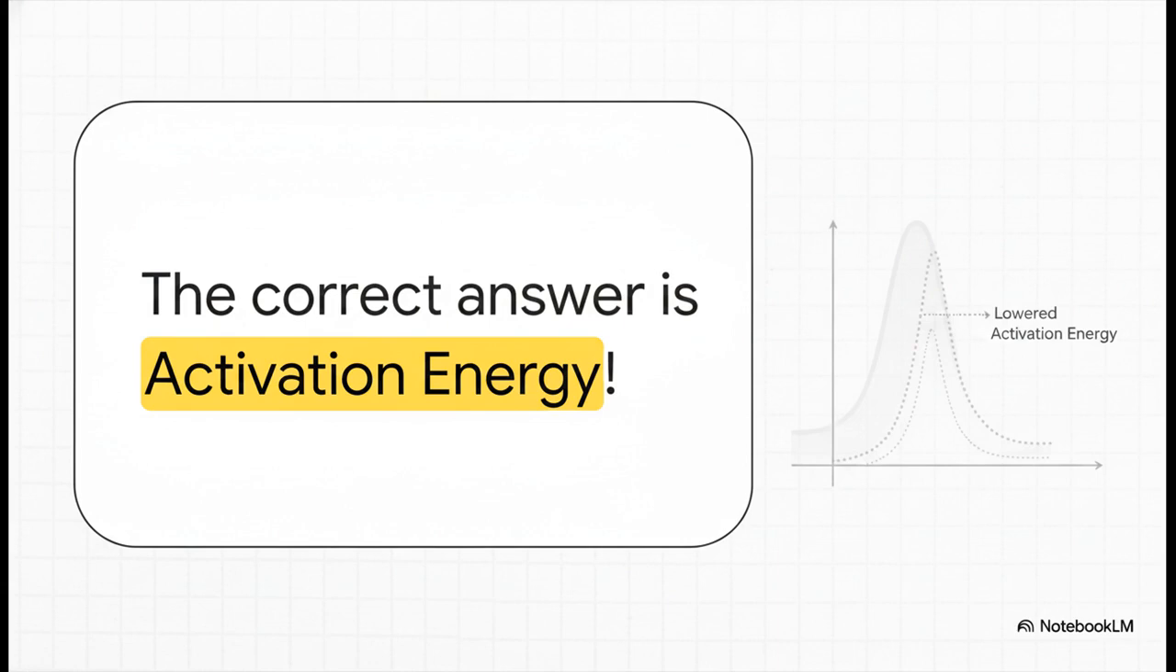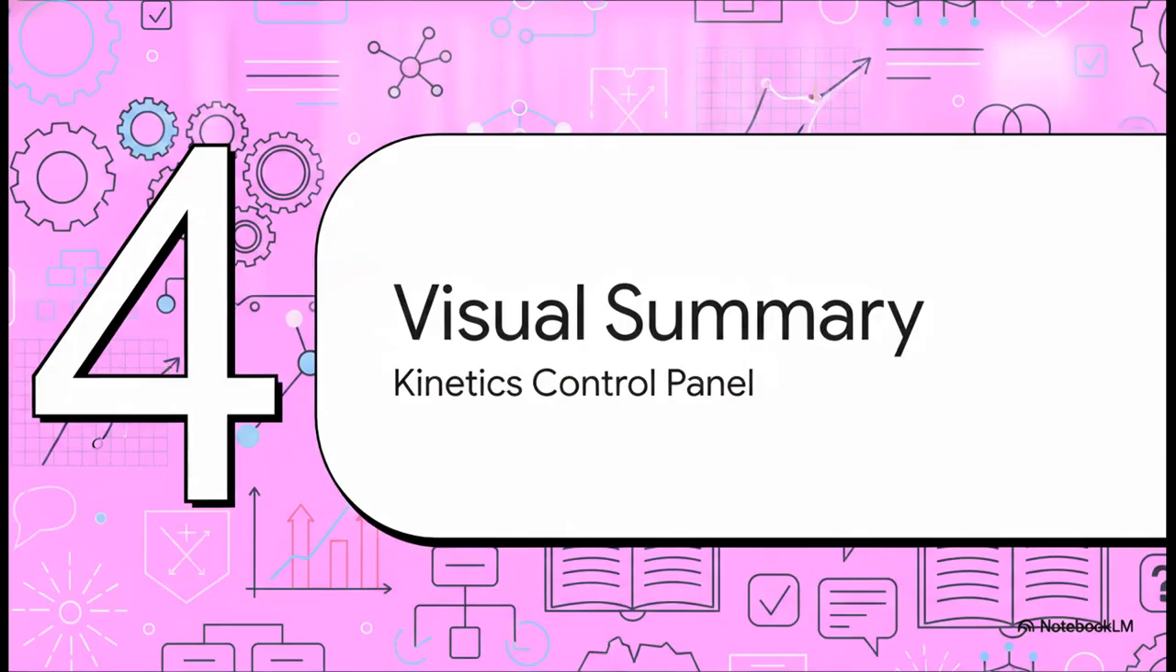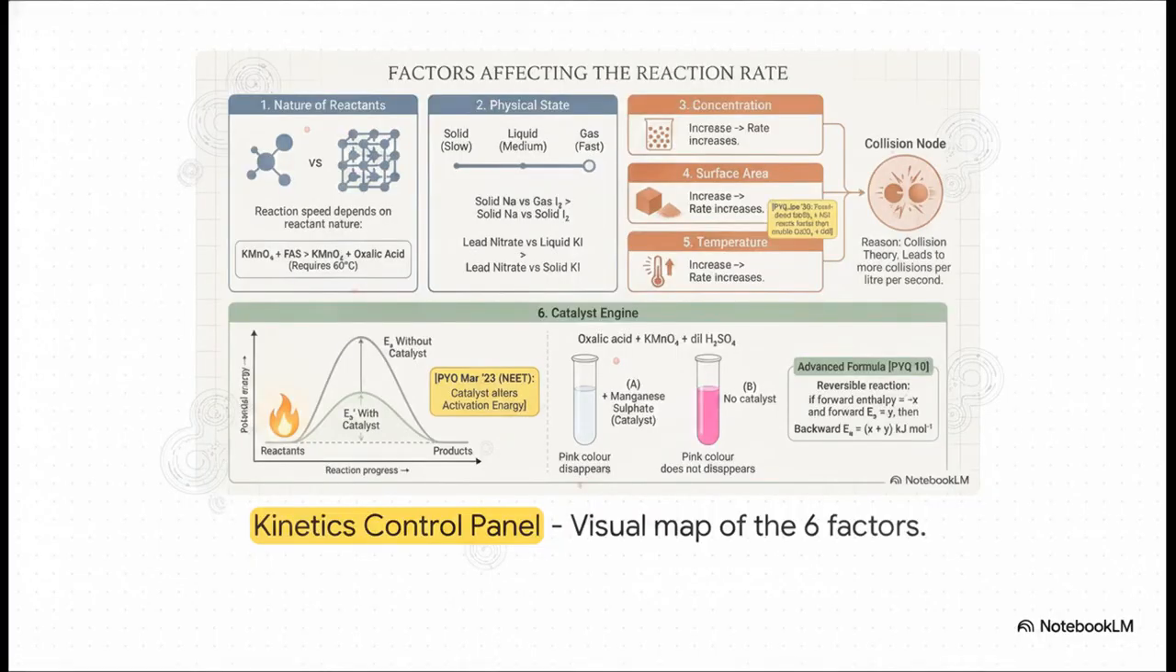Moving into section 4, our visual summary, let's lock in everything you've learned today through a comprehensive visual dashboard. Let's move to this slide and see how this all builds together. Here is your kinetics control panel. It's essentially a perfect visual map of page 67 EM.